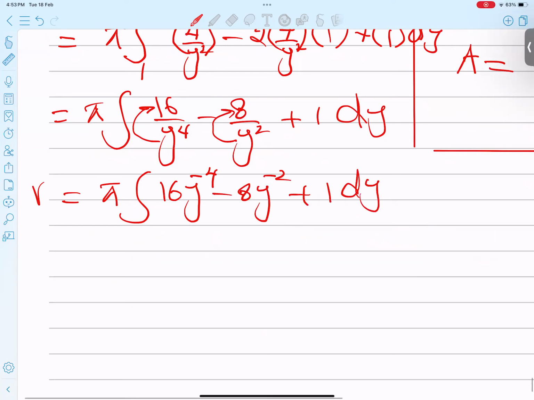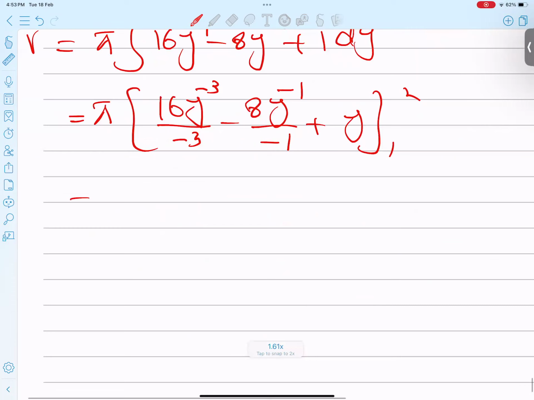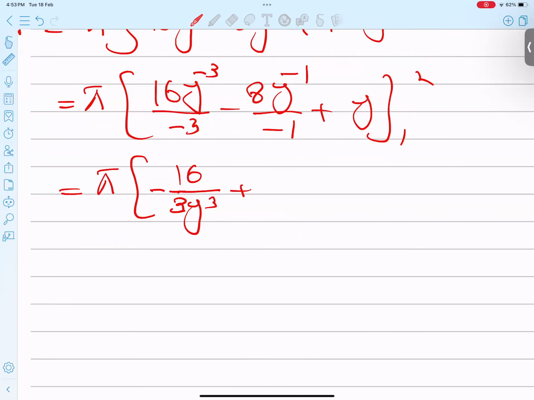So let's start the integration. Increase the power by 1. When I increase by 1, it turns to negative 3. When I increase by 1, I got negative 1. And 1 becomes y, with limits 1 to 2. Don't plug in the limit until maximum simplification. This negative 3 will go in the denominator. So 16 by 3 y to the power 3. Negative you can write up, down or in the middle. And this negative into negative is positive. And 8 over y and plus y.